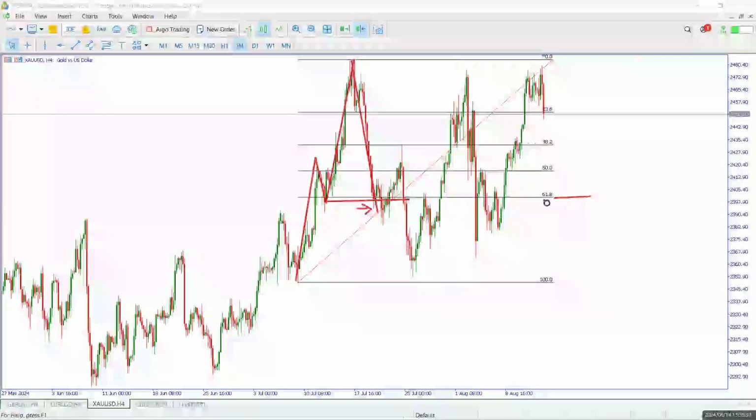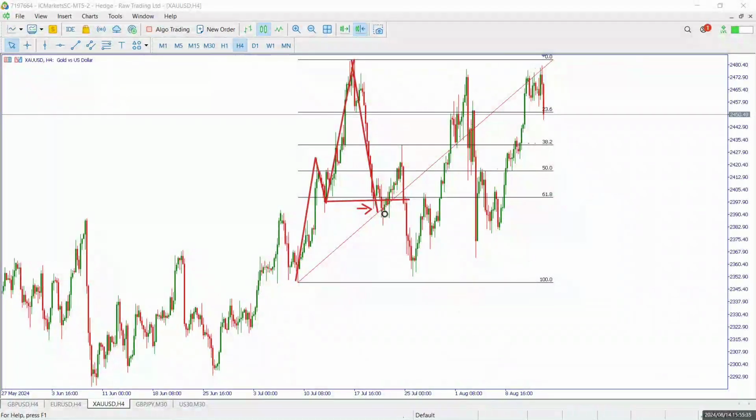We can see that this is where the 61.8 is, and price broke the structure below, which means what? There is no sell opportunity for us. Price has already exceeded the maximum allowed for us in a retracing market. This means that a buy is predominant and a buy is coming soon.